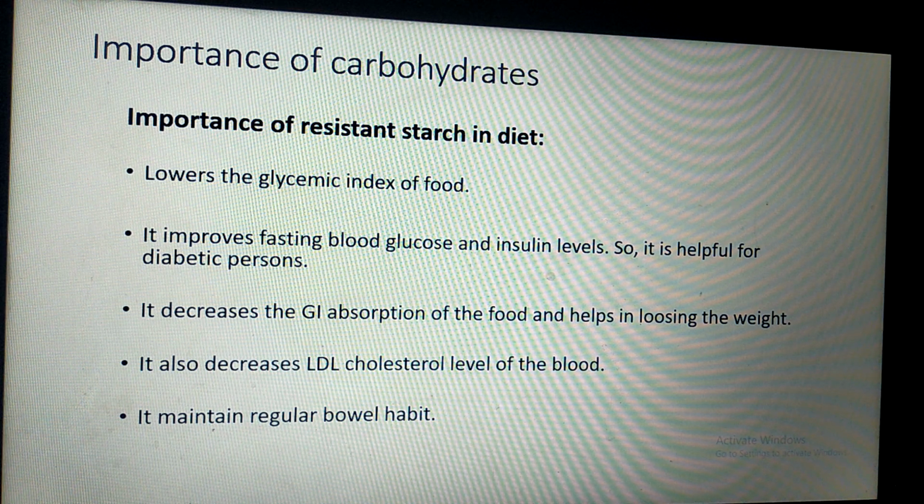Resistant starch also decreases the gastrointestinal absorption of food and helps in losing weight. So just by interfering or just by mixing with the food, it prevents the absorption of some amount of food. Therefore, it helps to lose weight of a person. Resistant starch also decreases LDL cholesterol of the blood and it maintains regular bowel habit.